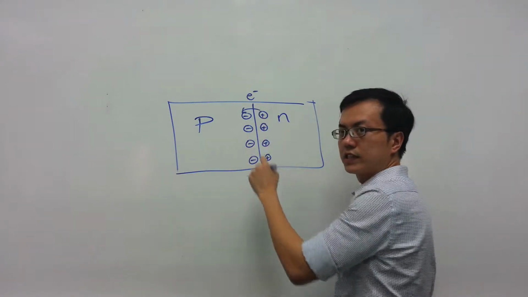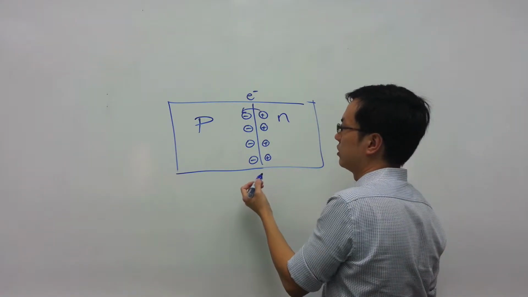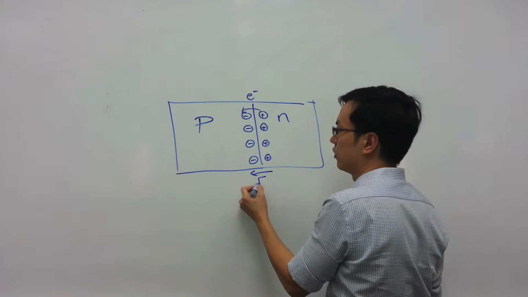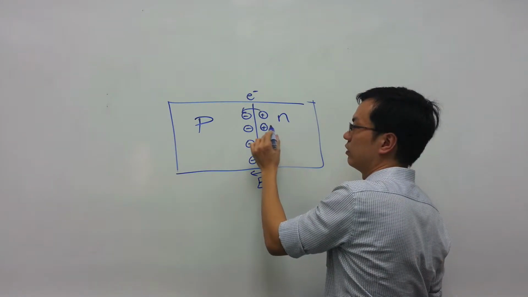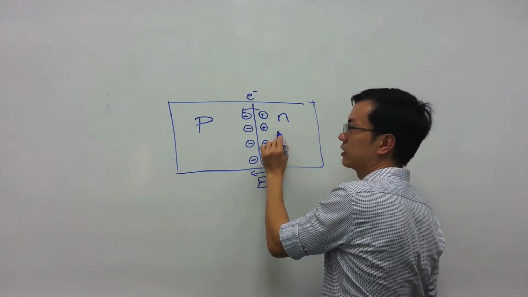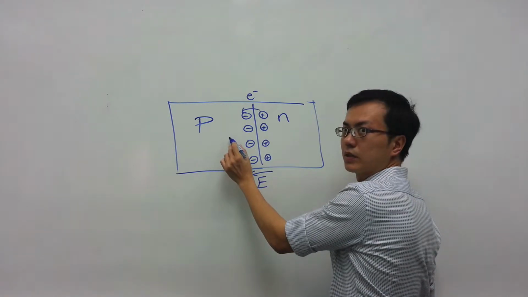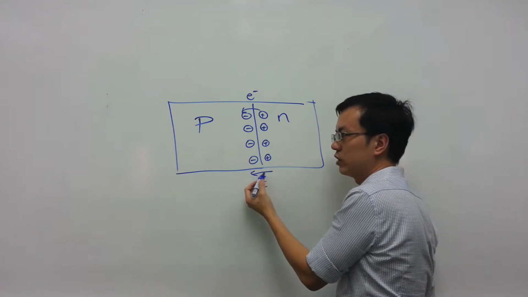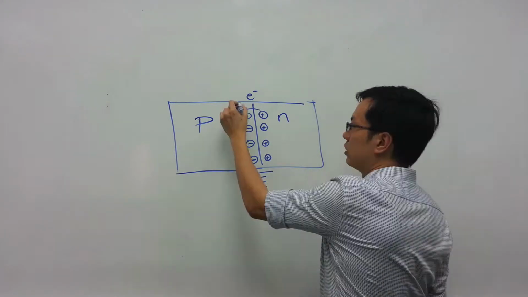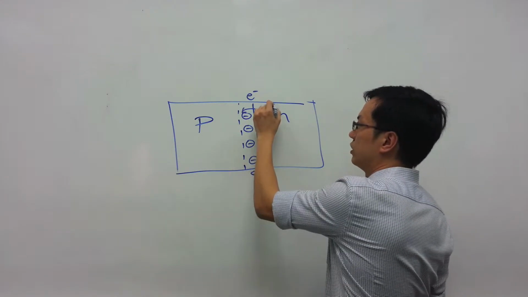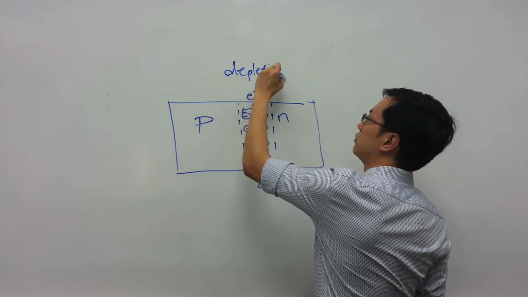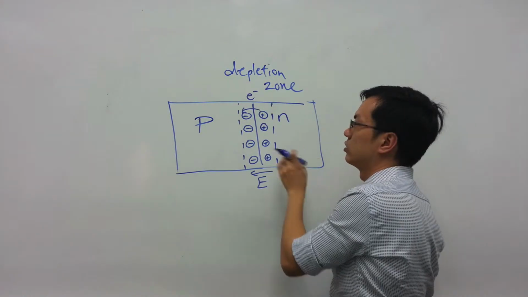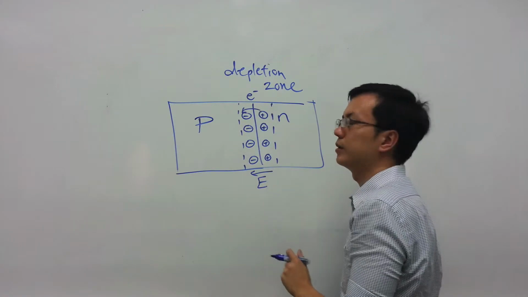As a result of the existence of these ions, an electric field is formed. This electric field prevents the further flow of electrons from the N-type semiconductor to the P-type semiconductor. Electrons tend to travel opposite to the direction of the electric field. This region, we call it the depletion zone or the depletion region. So there will be no more free charge carriers here.